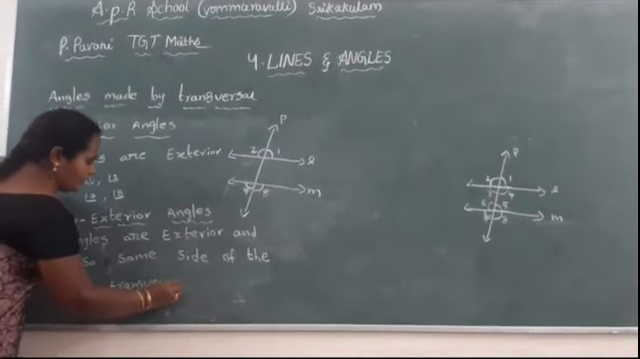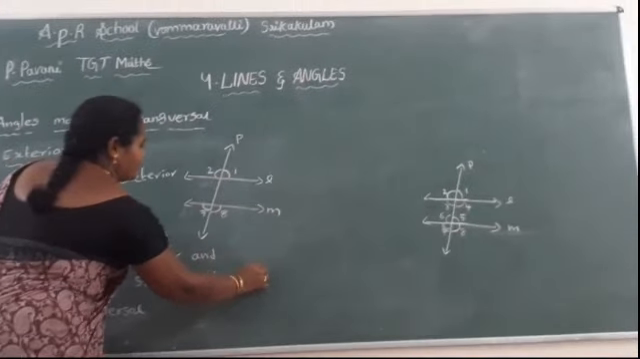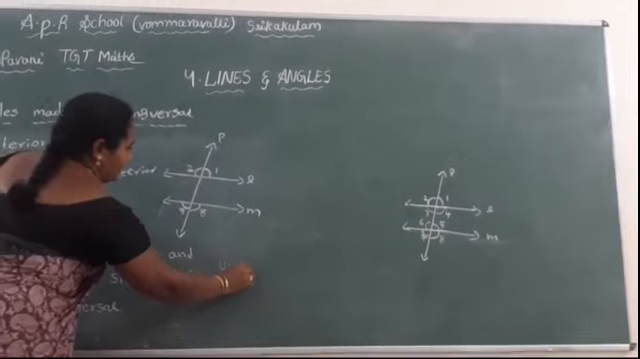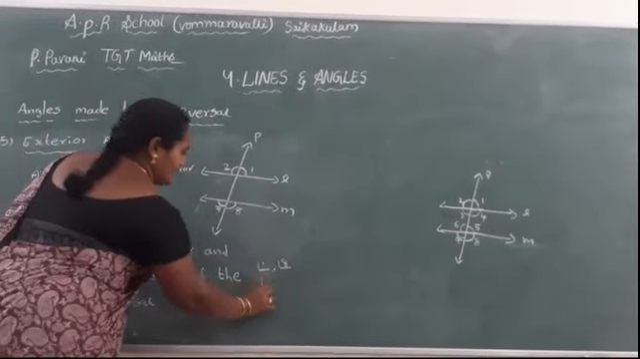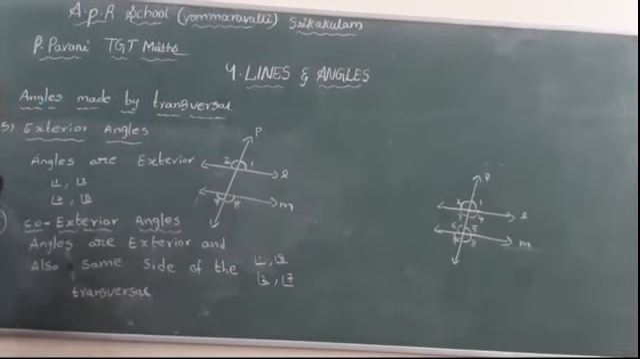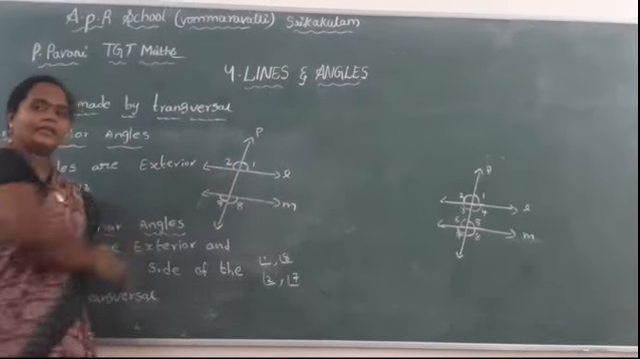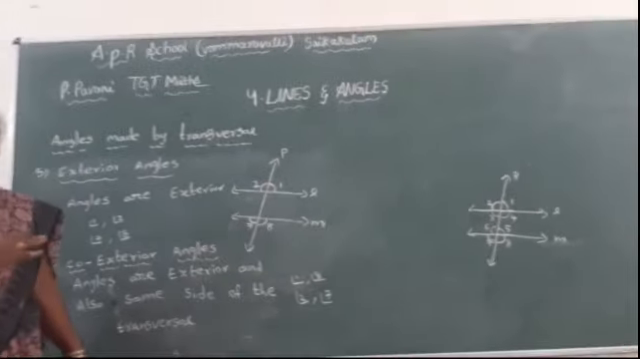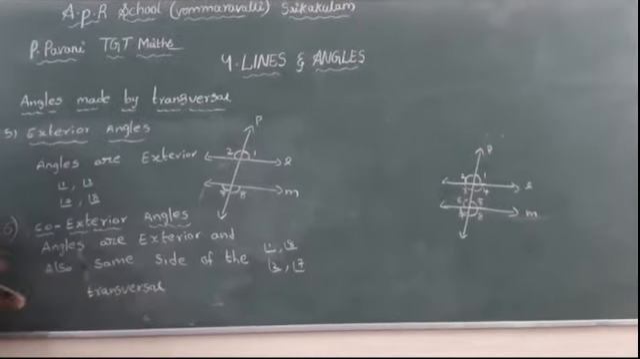Same side of the transversal. Angle 1, angle 8, angle 2, and angle 7. Angle 1, angle 8 and angle 2, angle 7 are the co-exterior angles.